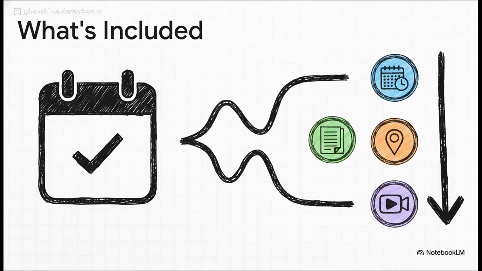So what exactly does it pull in? Well, it's pretty much everything, and it's all automatic. The system just grabs all the important stuff, the date, the time, the location, whether it's a real place or a virtual link. It pulls the entire description you wrote in the invite, even the Google or Outlook Meet link. And then it just neatly organizes everything in chronological order. You literally don't have to type a single thing twice.